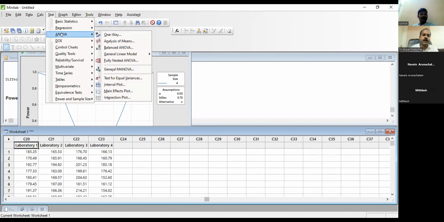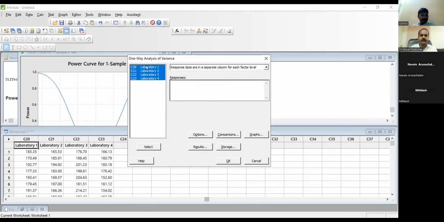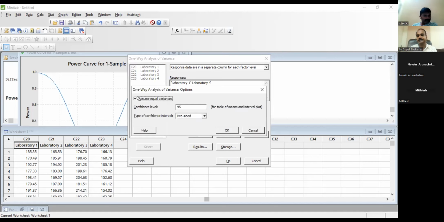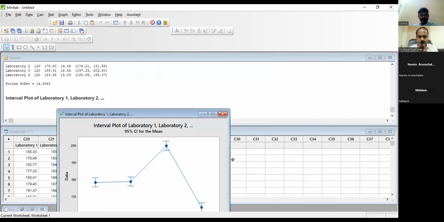Stat, ANOVA, one-way ANOVA. Now, all the data are in separate columns. Response data are in a separate column. Now I selected that. I came here. Now I have to select all the 4 labs. Now always for ANOVA, you must assume equal variance, which is a prerequisite. Either you have to assume or you have to test. You assume. Now you give OK and one more OK. Now ANOVA is performed. First thing to look at is p-value.